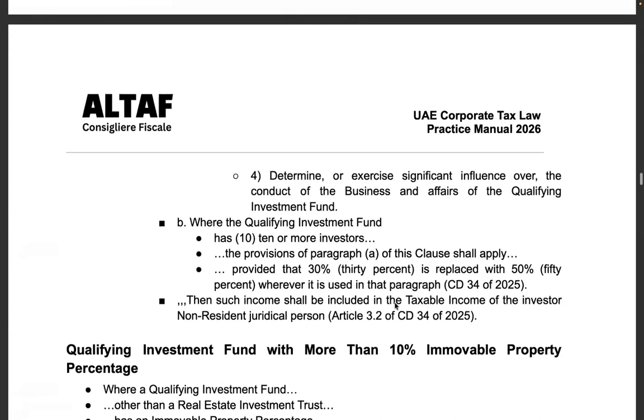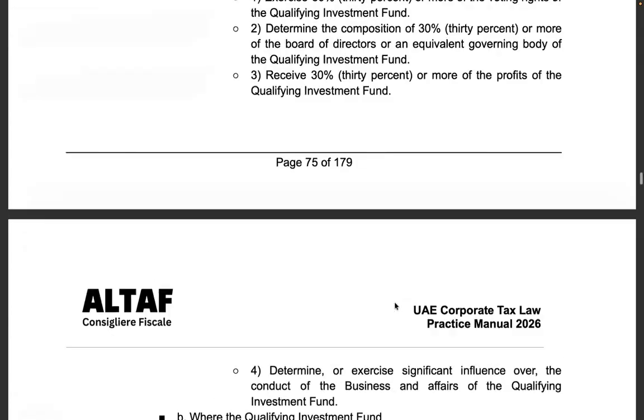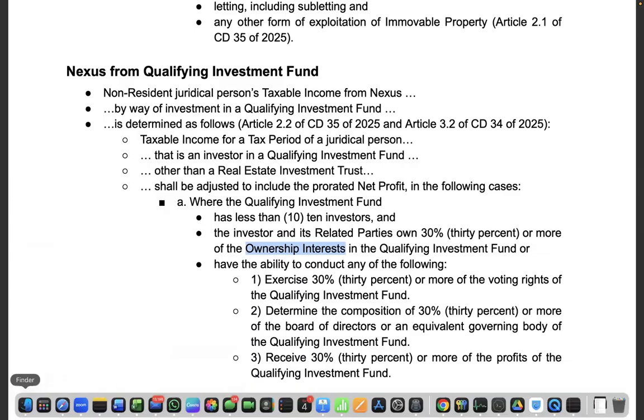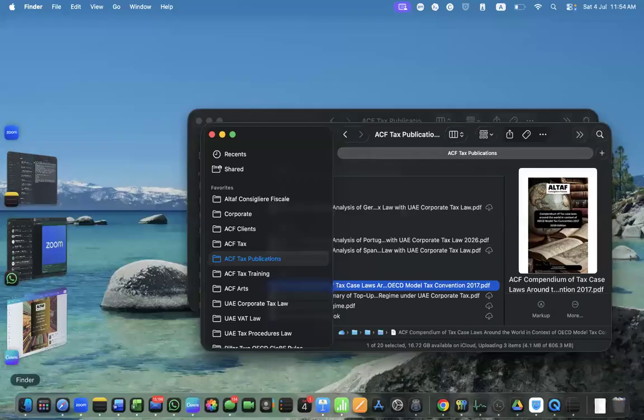Let's see if I have written it here. If not, I will open this. No problem at all. So this is basically Cabinet Decision number 35 and Cabinet Decision number 34. Okay, let me open these two decisions. Let's see.